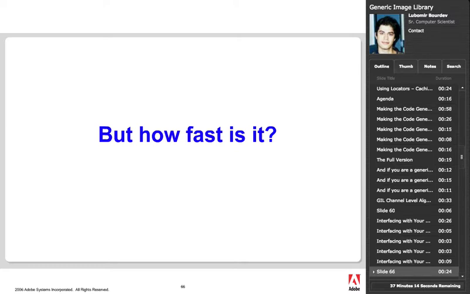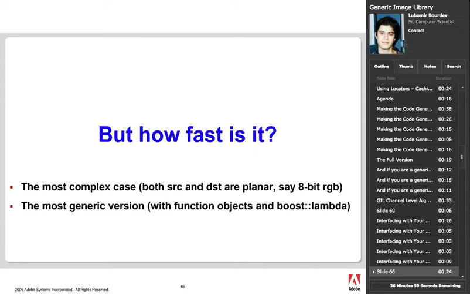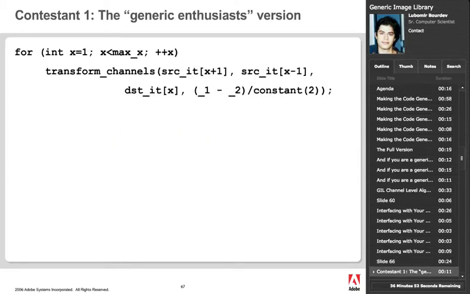Hopefully I convinced you that the code is generic, but how does this genericity affect performance? In this experiment, we will take the most complex scenario where both the source and the destination are planar images, let's say 8-bit RGB. And we will also take the most generic version using the function objects and the lambda expression. Here is the inner loop of what I call the generic enthusiasts version. Let me walk you through this code to show you how complex it is.